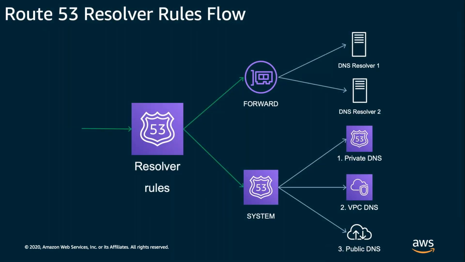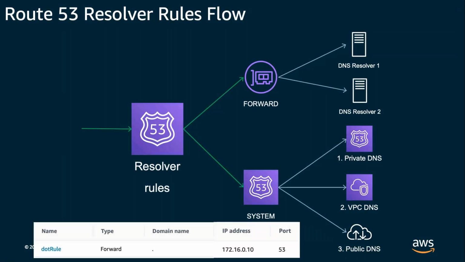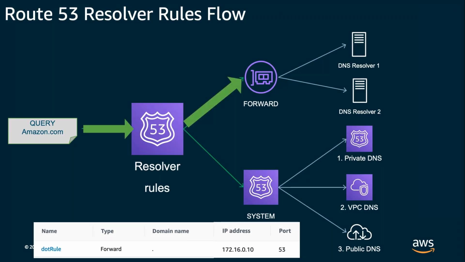So if we look at the flow of traffic through resolver, we can create a dot rule, and this is of type forward. A dot rule for the domain name essentially means that all DNS queries we want to forward to this IP address of our on-premises DNS server. So if we query Amazon.com, even though we have the .2 Amazon provided DNS, the Route 53 resolver local, that can provide this, it's actually going to take this forwarding rule and then forward to our DNS infrastructure.